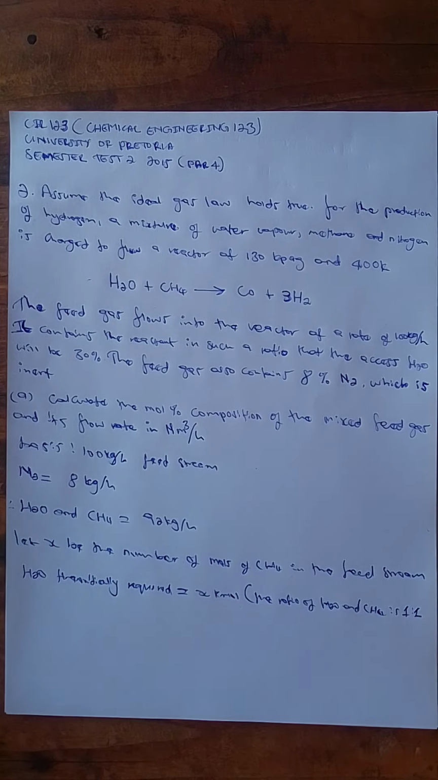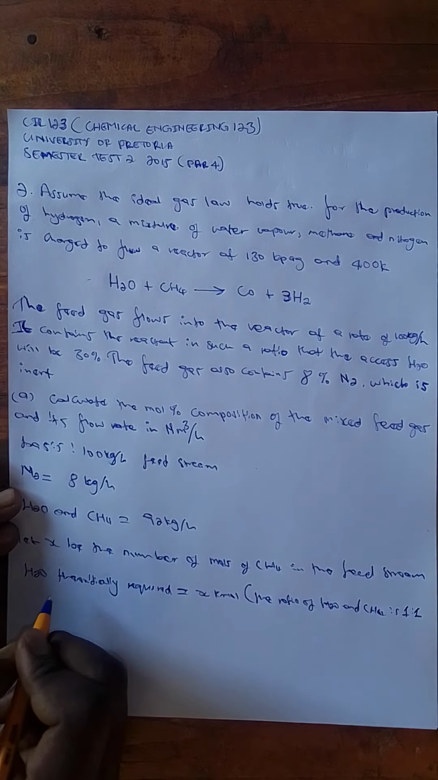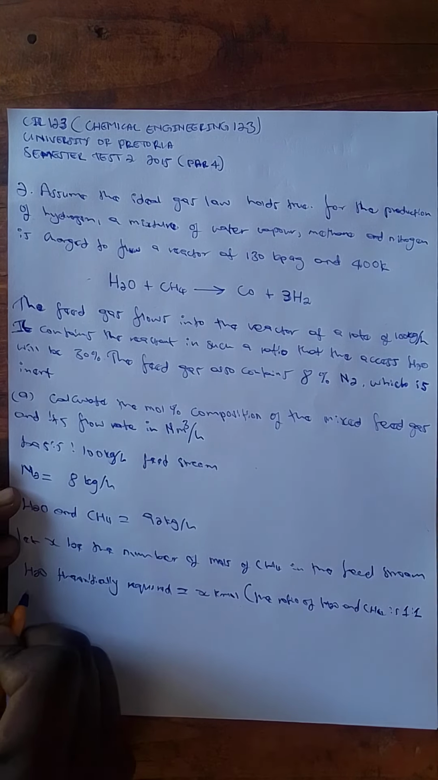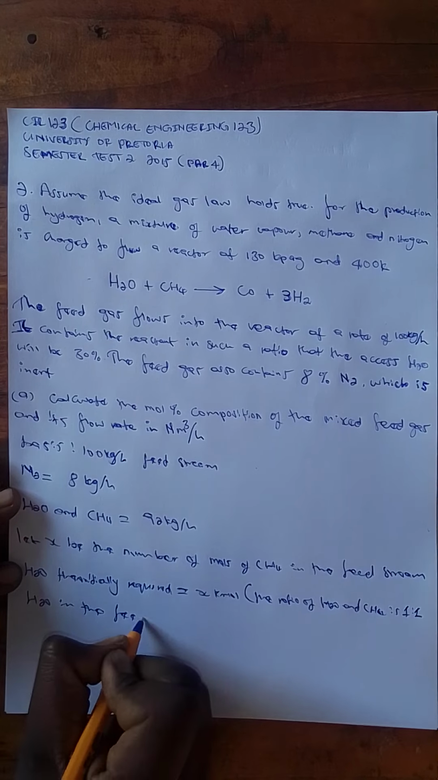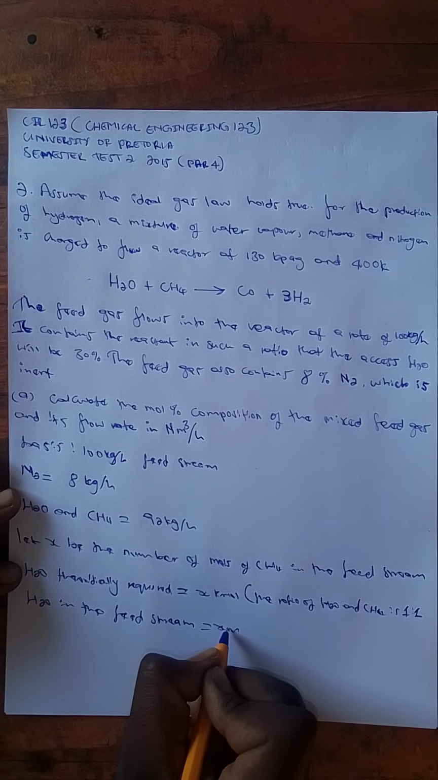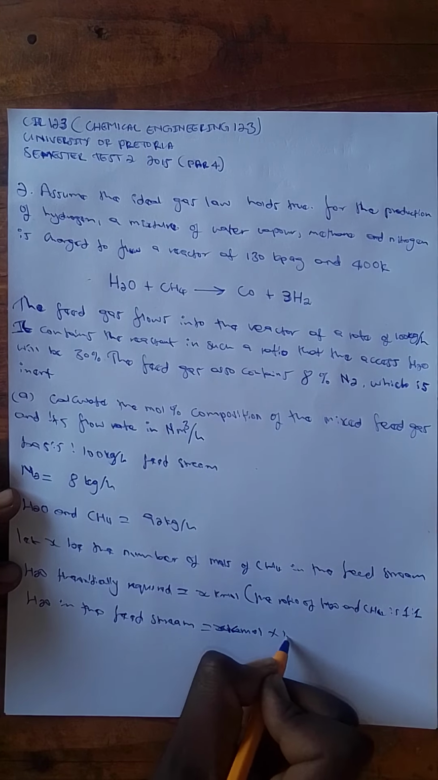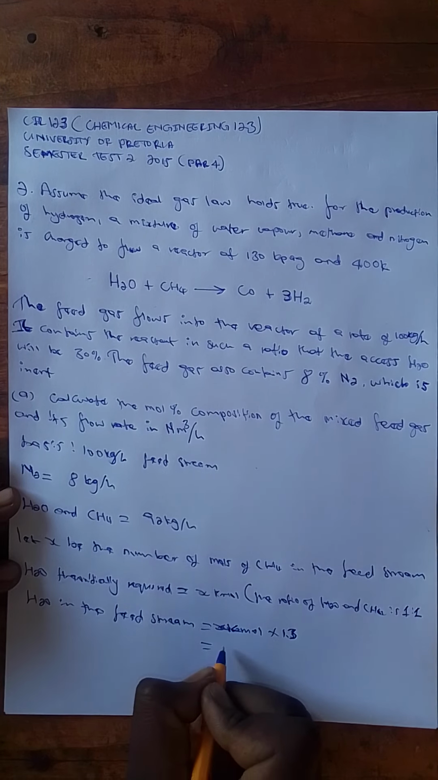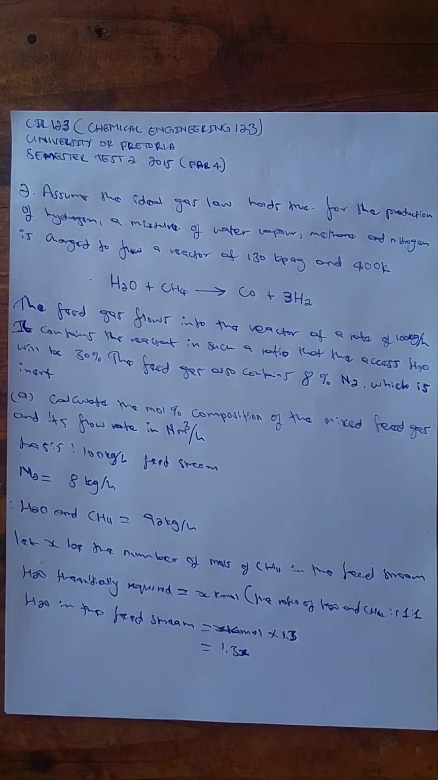According to the problem statement, the water is charged at a rate with 30% excess. So now that we know how much water was required, we can calculate how much water was charged. We can say H2O in the feed stream is equal to x kilomole, which is the theoretically required, multiplied by 1.3, because it's actually in 30% excess. Therefore, it's equal to 1.3x.